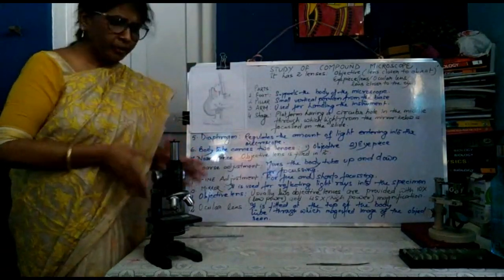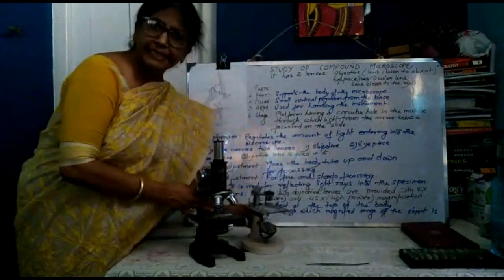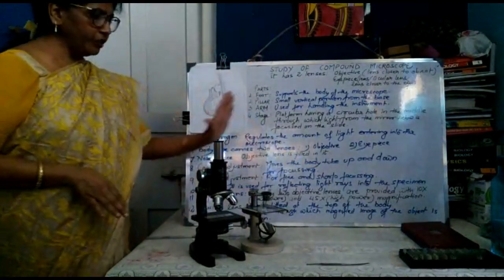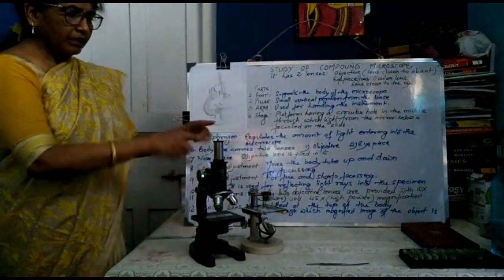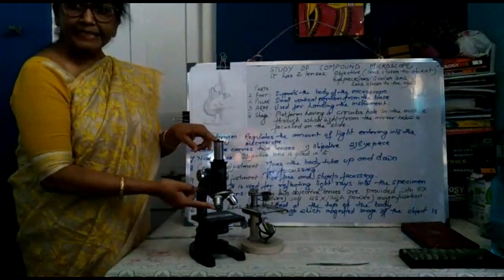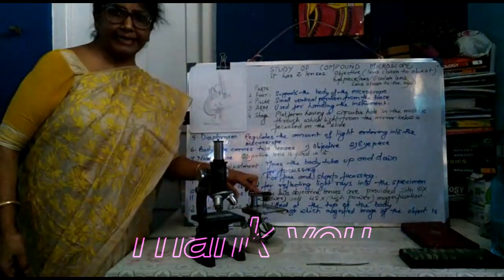So in a compound microscope there are two lenses. In a simple microscope only one lens is there. Here, 2 times magnification; there, 1 time magnification. In the case of the compound microscope, 2 lenses are there, that is, the objective and the ocular, whereas here only one lens is there.